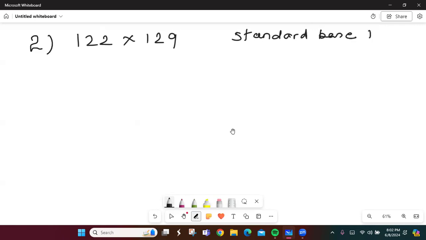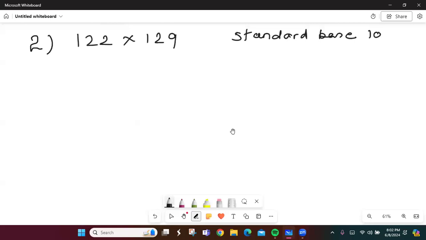So let us move to the second problem. Let us multiply 122 with 129. So as I already discussed, I will not take 100 as the standard base, but I will take the standard base as 10. In this case, the standard base, I'll take it as 10.